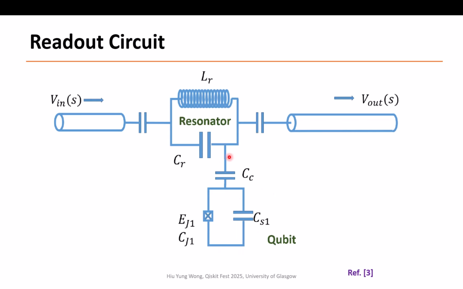I couple the qubit to the resonator. It turns out that if you do the math based on physics, the state of the qubit is going to change the resonator's resonant frequency. If it is 0, it may make it higher. If it is 1, it may make it lower.